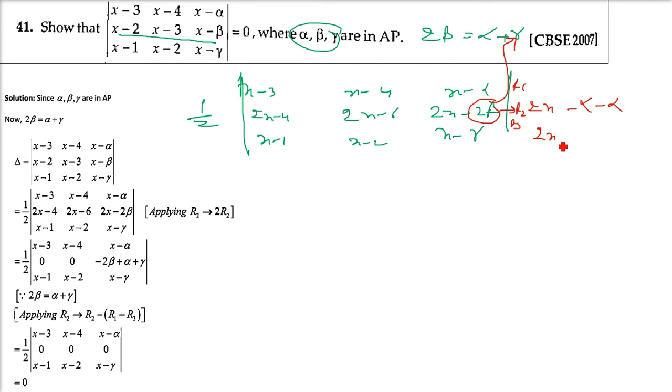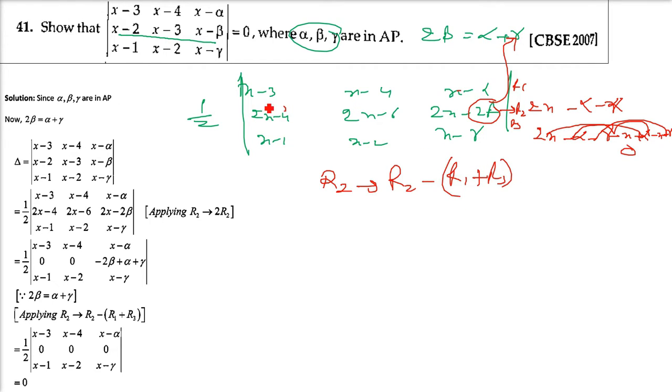So we will change R2 to R2 minus R1 minus R3. So 2x minus alpha minus gamma minus x plus alpha minus x plus gamma. What are you going to get? We are going to get 0, same as the previous question. So row 2 we are changing to row 2 minus row 1 minus row 3, or you can also write it like this, row 2 minus row 1 plus row 3.